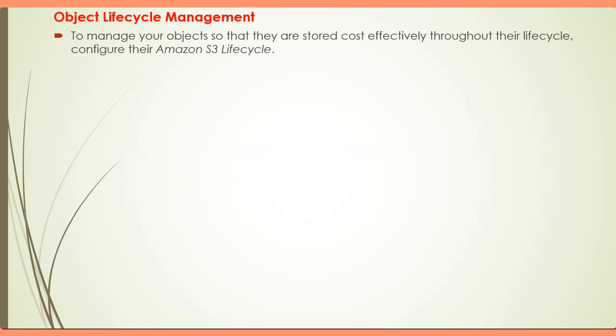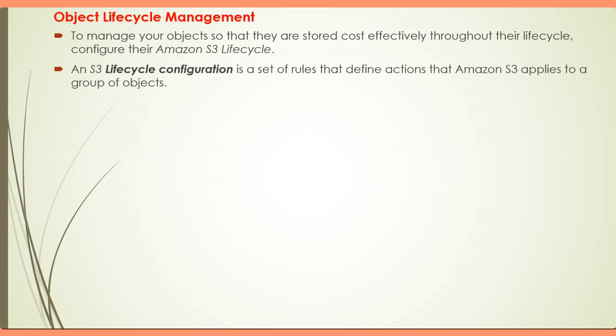It's basically used to manage your objects so that they are stored cost effectively throughout their life cycle, and to configure their Amazon S3 life cycle. An S3 lifecycle configuration is a set of rules that define actions that Amazon S3 applies to a group of objects. So you can apply a rule that after a period of time your objects should be deleted, or moved from one S3 class to another, or whatever policy you want to apply. You can just configure that particular lifecycle policy in your S3.